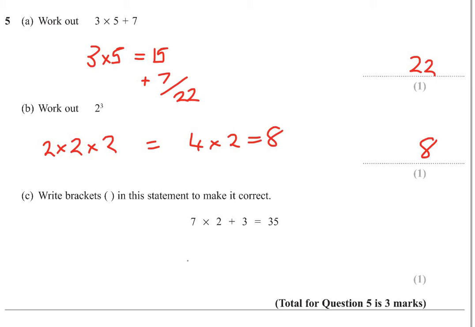Okay, last one. Write brackets in this statement to make it correct. So let's have a think about this. We need something to be equal to 35. We have a 7 and we have a 2 and a 3. So why don't we add brackets here to make this 7 times (2 plus 3), which is 7 times 5, which does indeed make 35.